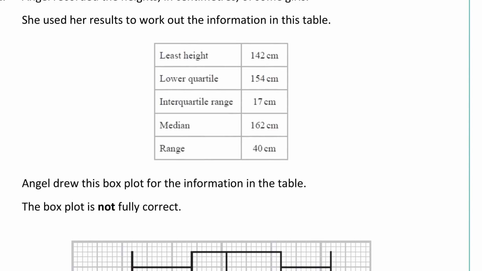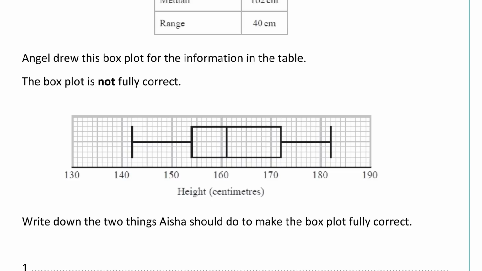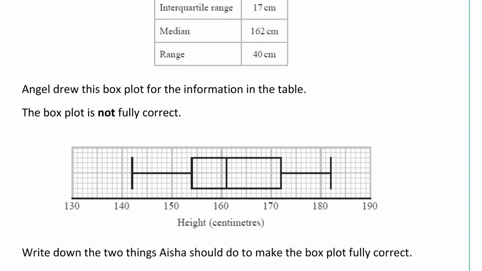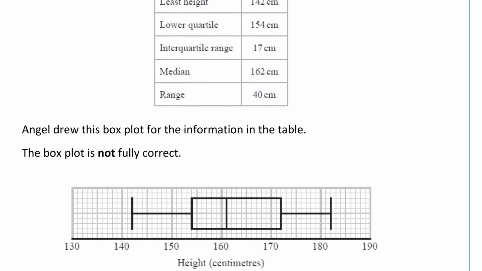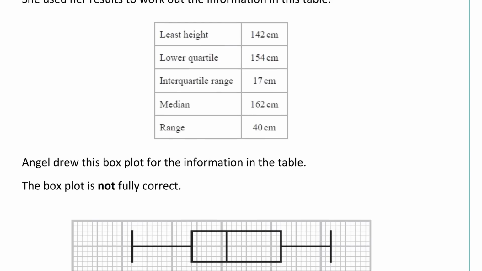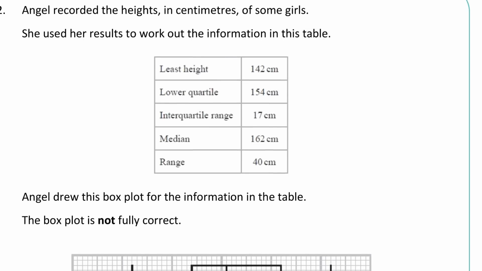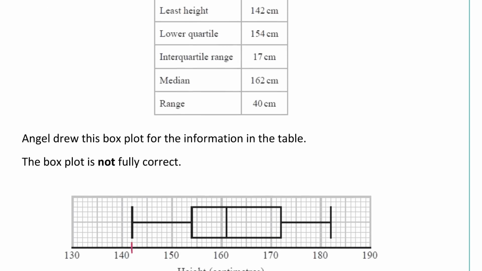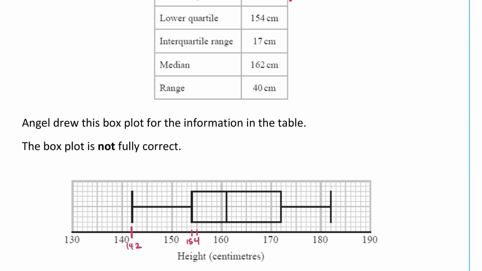Okay, so Angel recorded the heights in centimetres of some girls. She used her results to work out the information in this table. We've got our table there. It says Angel drew this box plot, and the box plot is not fully correct. And then it wants us to write down 2 things that we should do to make this fully correct. So looking at this one then, we have 142 as our least height, so let's check that out. There's 142. I'm just going to label that on, tick it off, that's fine. The lower quartile, 154, that's 155 there. So that is 154 just before it, not a problem, we'll tick that one off.